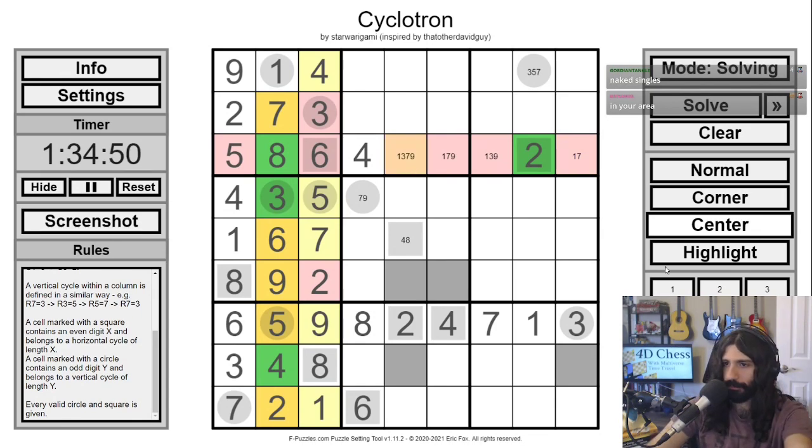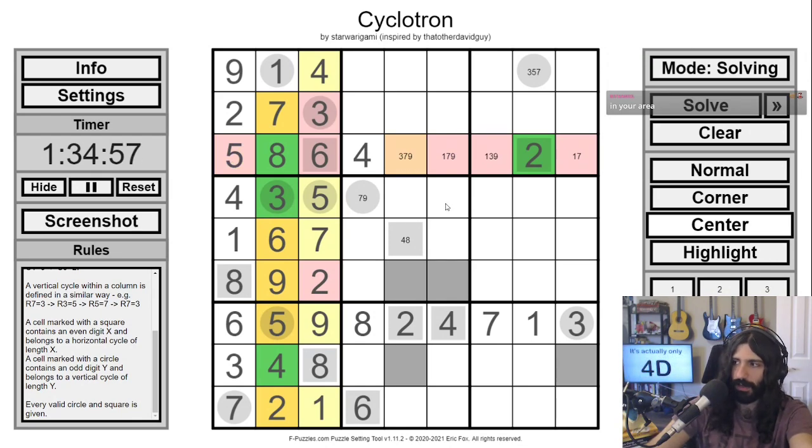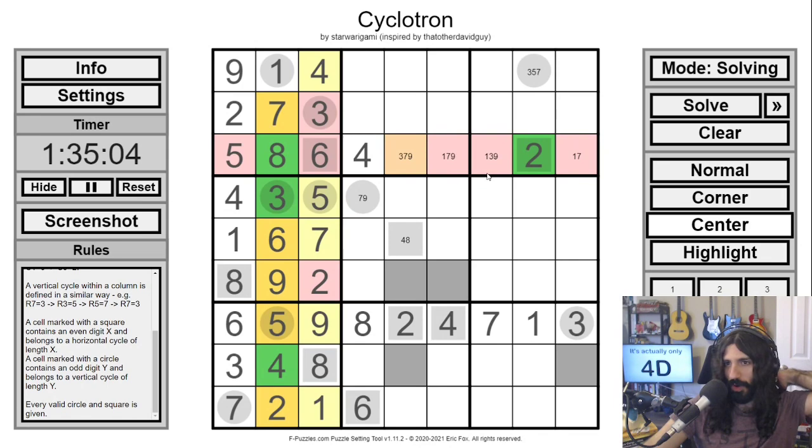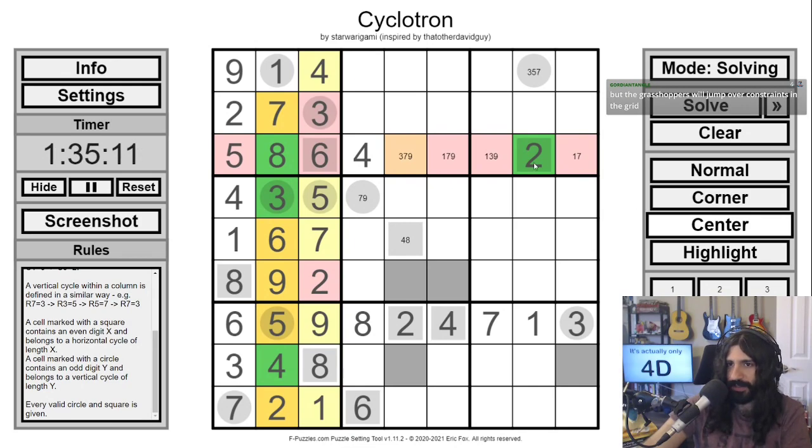This can't be a 1, because then we'd have a 2 cycle. Hilariously, naked singles in your area is even more extreme, like, you never see ads. Because that's just unbelievable, right? The grasshoppers will jump over constraints in the grid. One of these at once, please. Okay, give me one at a time.